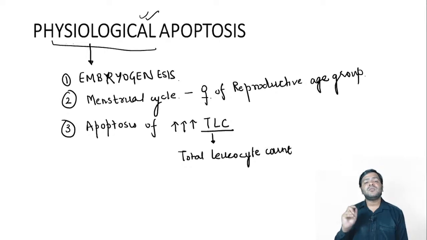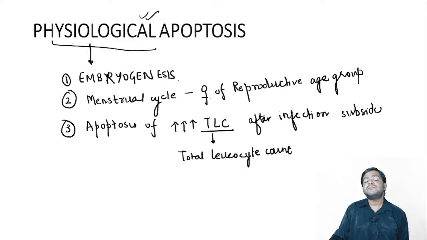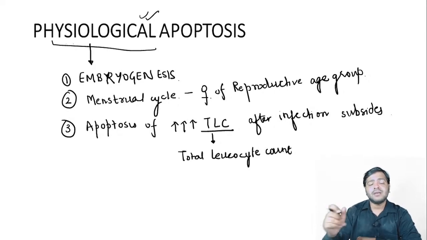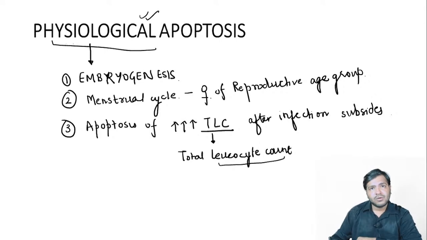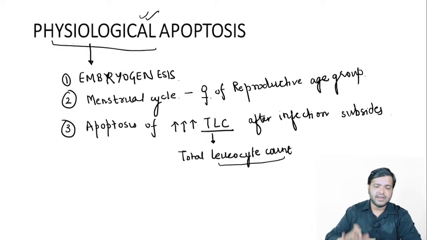So the apoptosis of increased TLC happens after infection subsides. Now I'll explain the point. Suppose there is an infection in the blood due to bacteria or virus. What will happen? The normal leukocyte count will increase because of infection. More cells will be produced to fight that particular infection. Yes, Osama Sheikh, it is very much right.